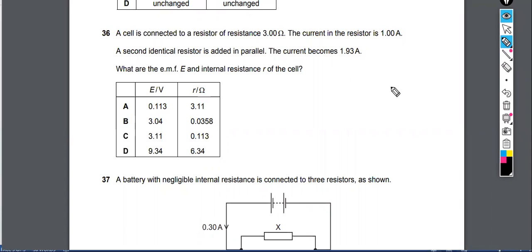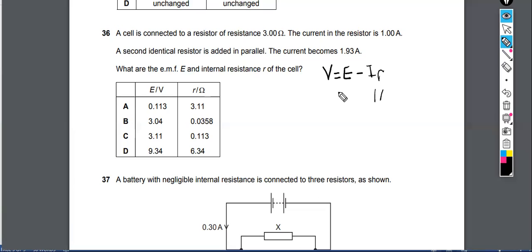Paper 11. Question 36 reads: a cell is connected to a resistor of resistance 3 ohms. The current in the resistor is 1 amp. A second identical resistor is added in parallel. The current becomes 1.93 amps, and we're going to solve for the EMF, E, and the internal resistance, lowercase r, of the cell. So right away, we can write V equals E minus Ir. Pretty laggy today.